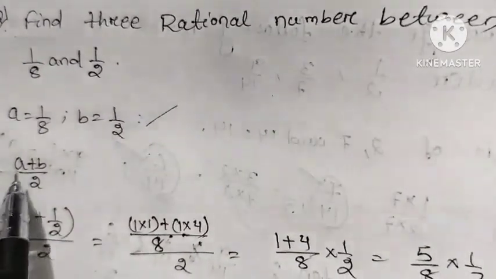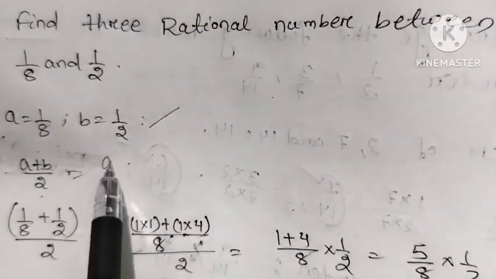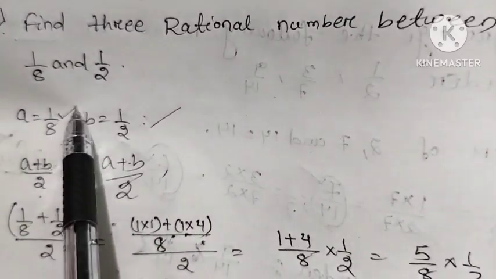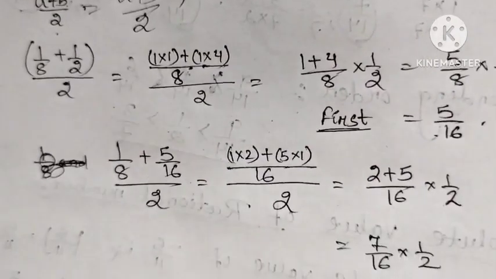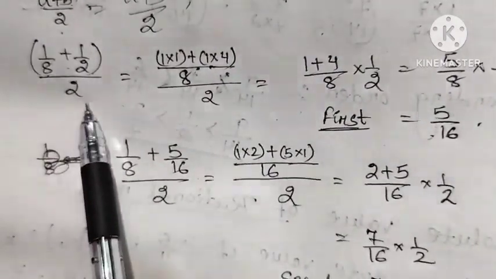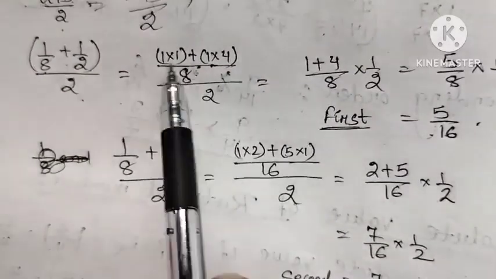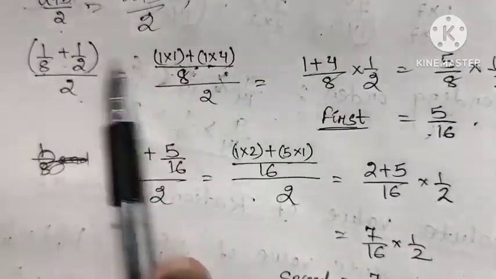Then what is the formula? A plus B divided by 2. You take 1 by 8 plus 1 by 2, divided by 2. See, check this one. This is the middle term. The LCM is 8. 1 into 1, 8 ones are 8. Then 1 into 1 plus 2 fours are 8.